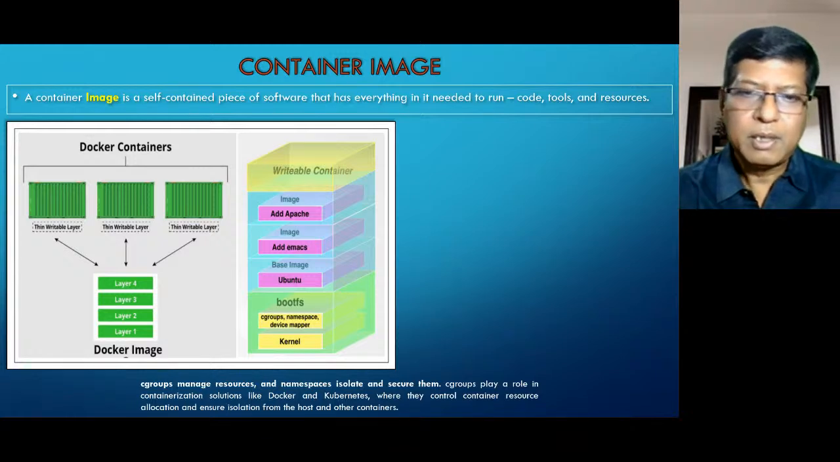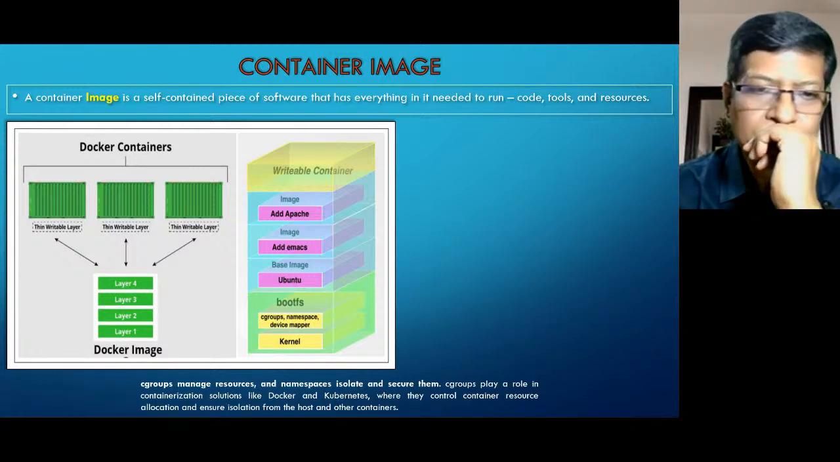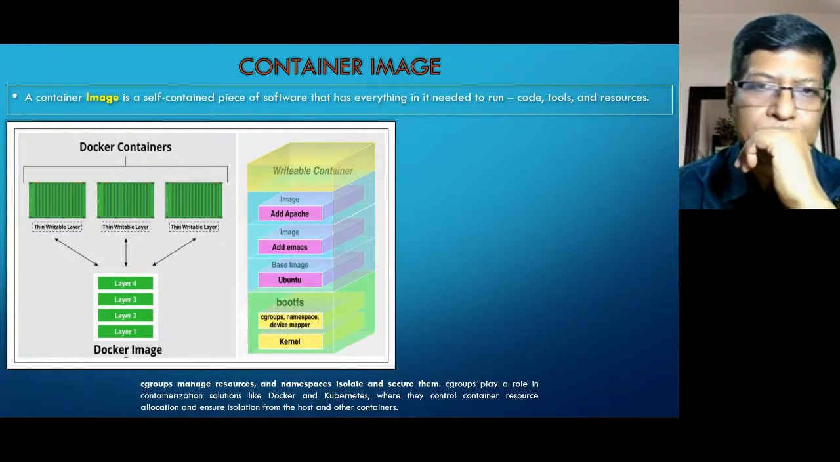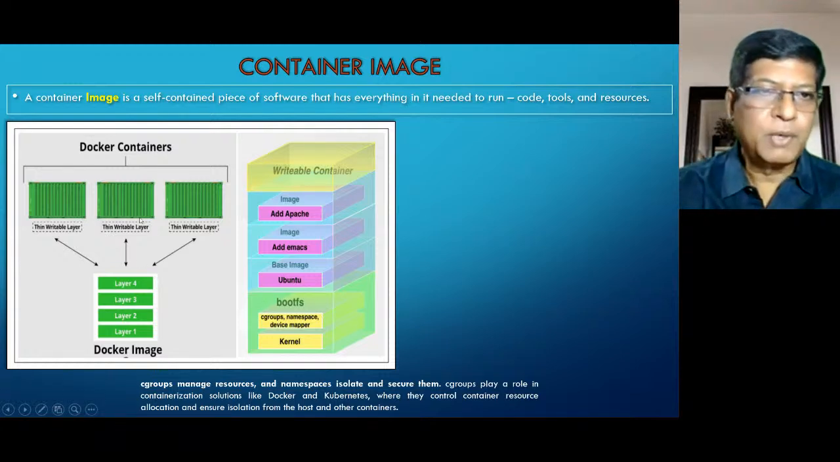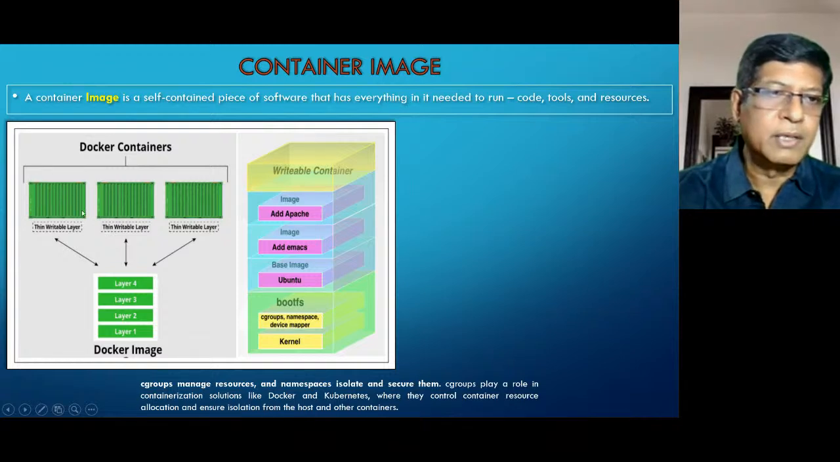Sorry, I have a question. So this writable container block, what does it represent in the image on the left? Is it representing the thin writable layer or the layers? No. This is one container. Container 1, container 2, container 3.